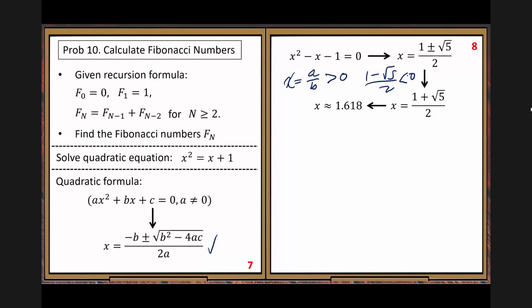So the answer is approximately equal to 1.618, but the exact expression is 1 plus root 5 over 2. That's the so-called perfect ratio, okay? The golden ratio. Ancient people called it the golden ratio.